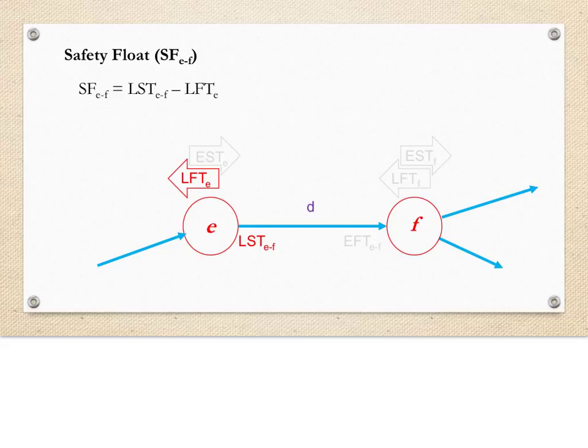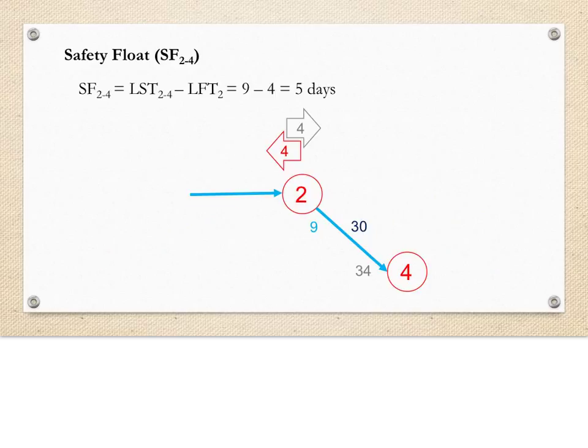And lastly, we have our safety float, which is the difference between the latest start time of the task and the latest finish time of the beginning event. In our example, we'll look at task 2.4, the concrete sampling. The latest start time of the task is 9 days, while the latest finish time of event 2 is 4 days. So we have a safety float of 5 days.